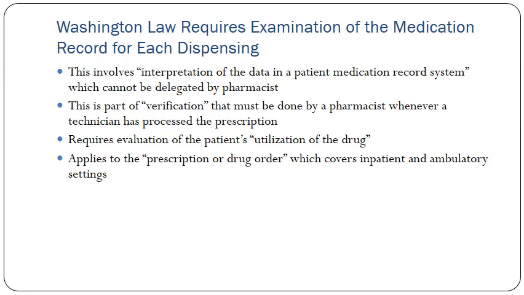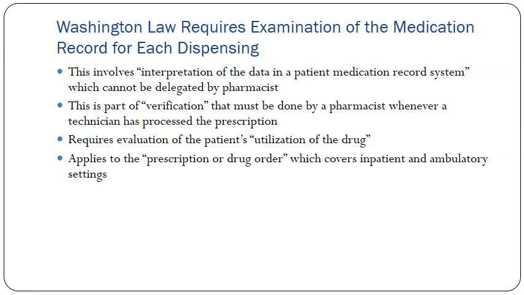This is part of the verification term defined in Washington state law, and verification means that the pharmacist has examined the patient's drug profile. It requires evaluation of the patient's utilization of the drug, which includes early and late refills or other evidence that the drug is not being utilized properly. It also uses the phrase prescription or drug order, so that rule covers inpatient and ambulatory care settings as well.